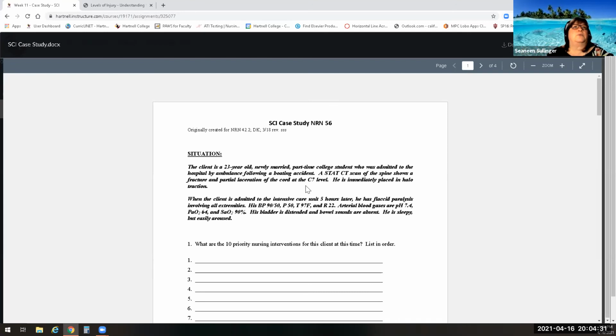So we're not at this point, that's a little bit different. Now they're on the floor, we're waiting to see. Now we know it's a C7. So now how are we going to talk to the patient and to their support person and help them?